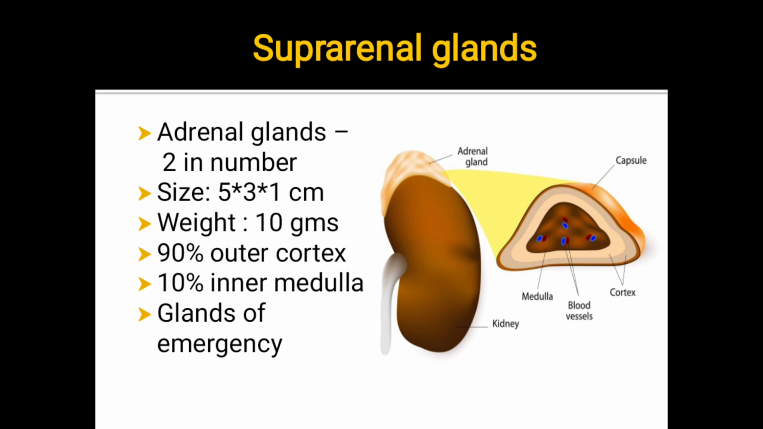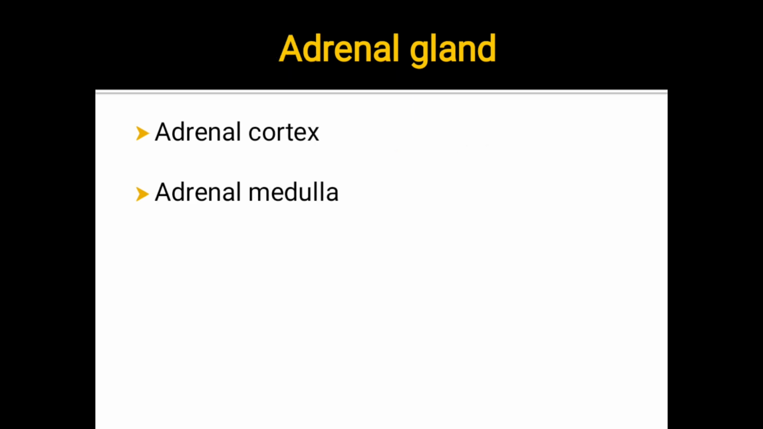Adrenal glands, otherwise called the suprarenal glands, are two in number, and each of them weighs around 5 grams. They are triangular glands situated on the upper pole of each kidney. They are called the glands of emergency as they secrete the most vital hormones needed during emergency situations. The adrenal gland comprises two parts. One is the outer cortex and the other is the inner medulla.